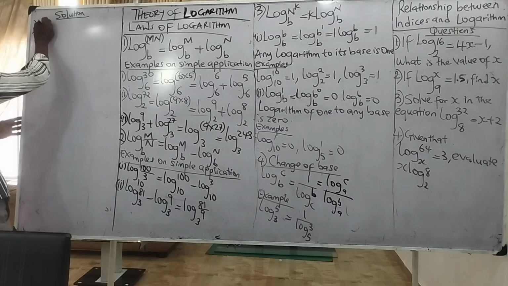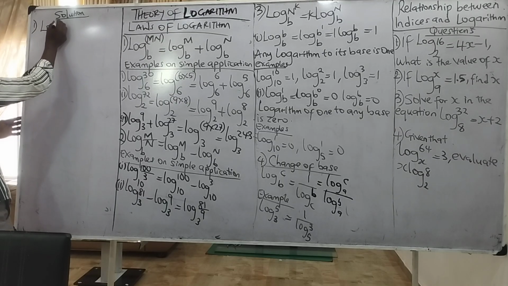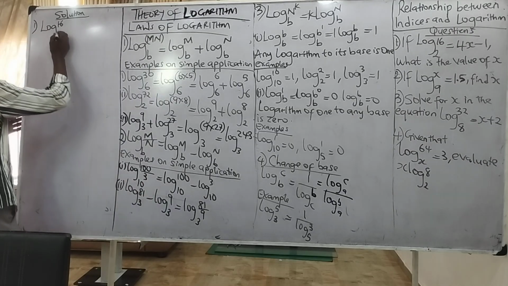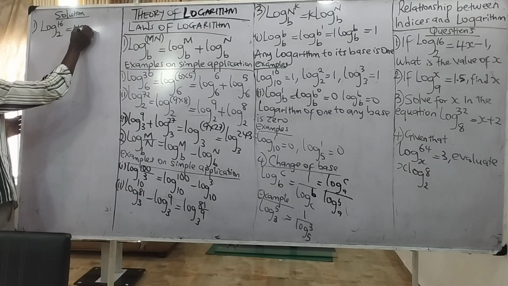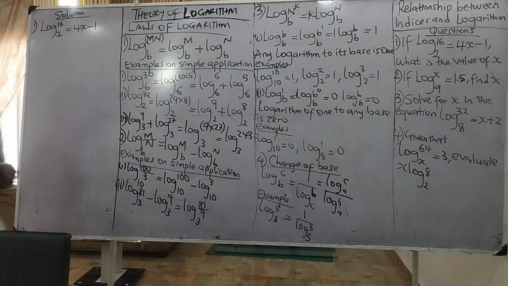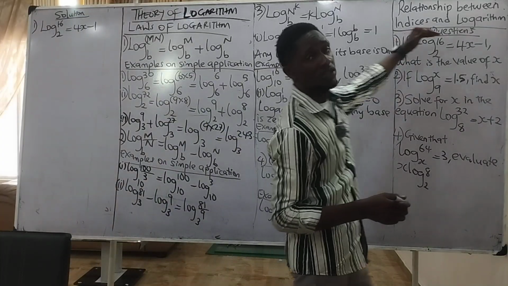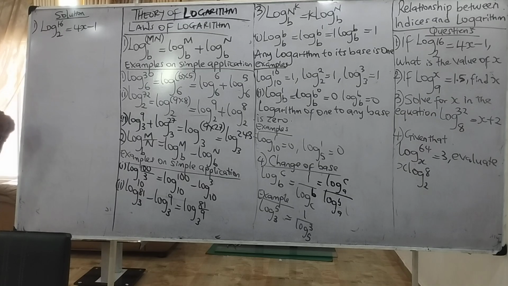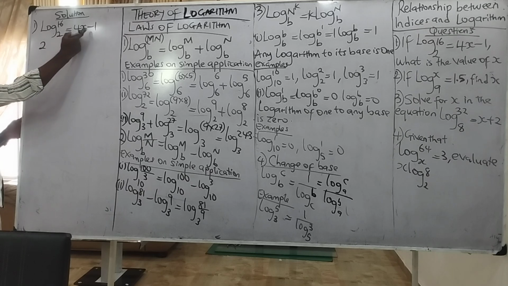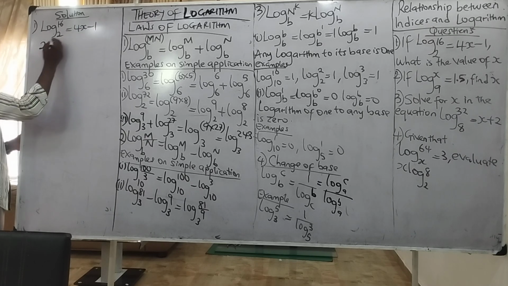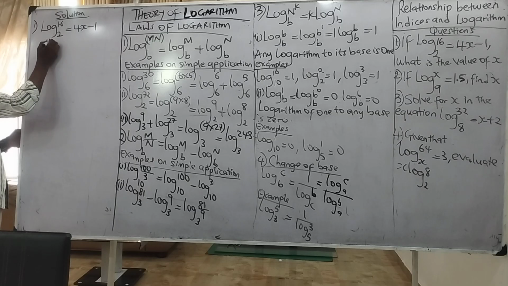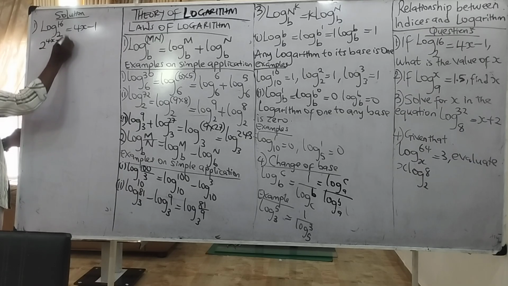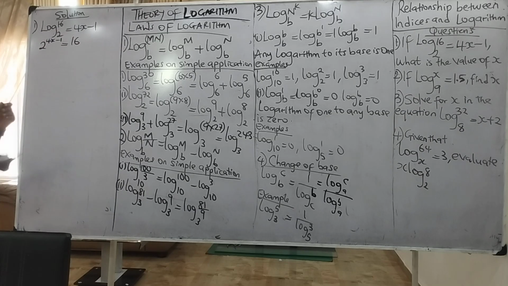If log 16 in base 2 is equal to 4x minus 1. So we are trying to learn the relationship between indices and logarithm. First of all, you have to be concerned with the base. The base here is 2. So this is 2, the base, raised to the power of anything at the right hand side. So this is 2 raised to the power of 4x minus 1 is equal to, the number here is 16. So that is the relationship between indices and logarithm.